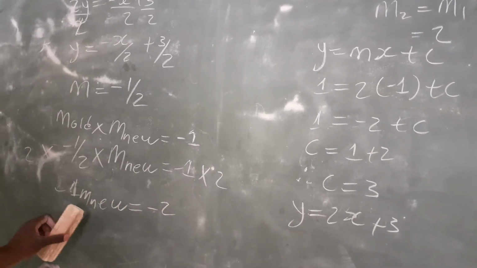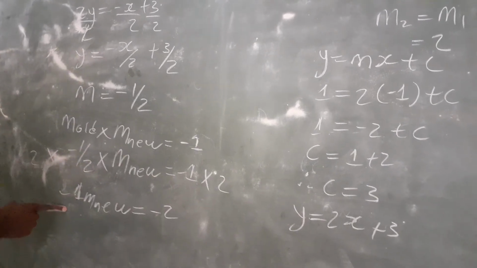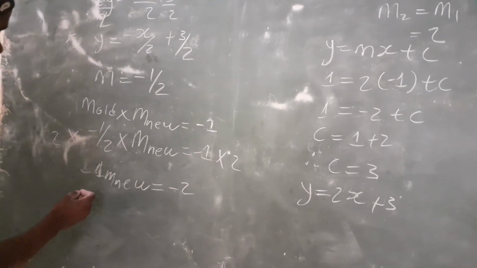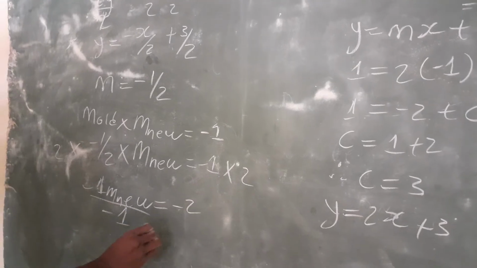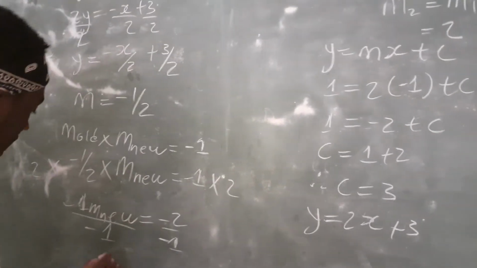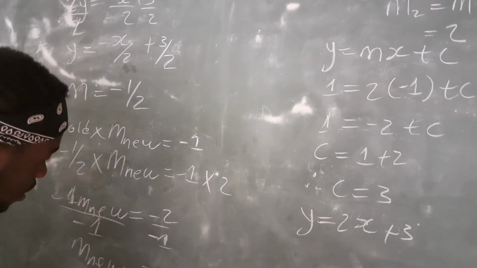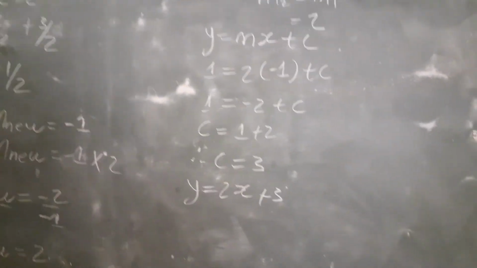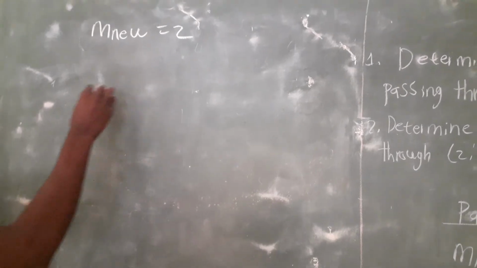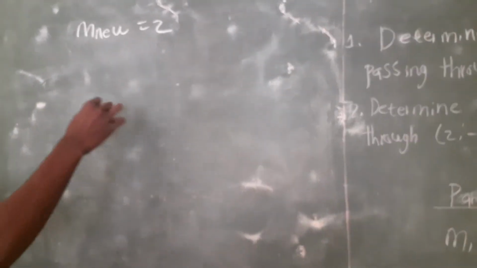And then from here, I am looking for m new, but I'm not looking for negative 1 m new. I divide both sides by negative 1. I'm just going to have my m new as positive 2. Now from here is then that we can determine our equation.